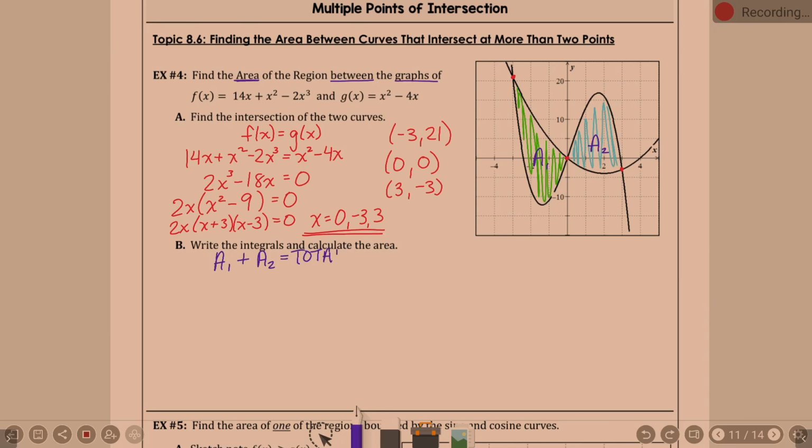Okay. Now, let's talk about the area of the first shape. How are we going to do area 1? Top minus bottom. Just keep in mind, g of x minus f of x. Okay, top minus bottom there.